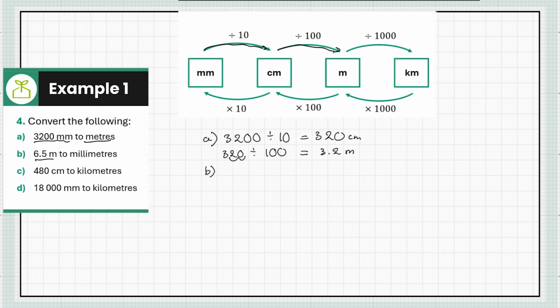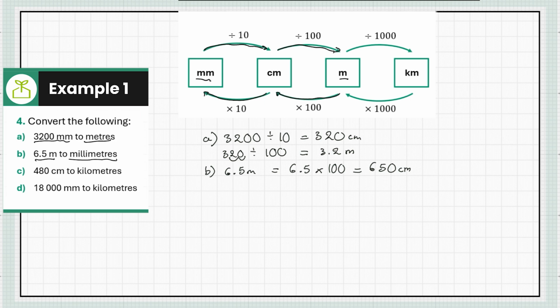So for B, we're doing 6.5 meters to millimeters. So to go from meters to millimeters, what we need to do is first multiply it by 100 and get our centimeters, and then after that multiply by 10 to get our millimeters. So 6.5 meters is going to be equal to 6.5 times 100, which is going to be 650 centimeters.